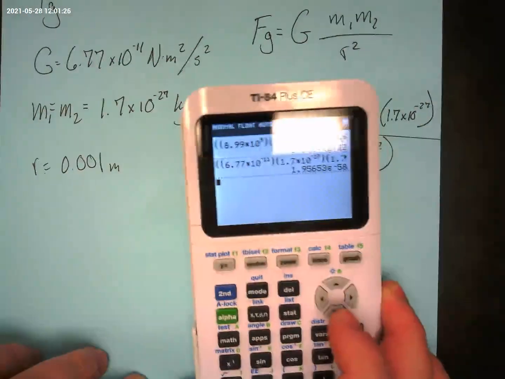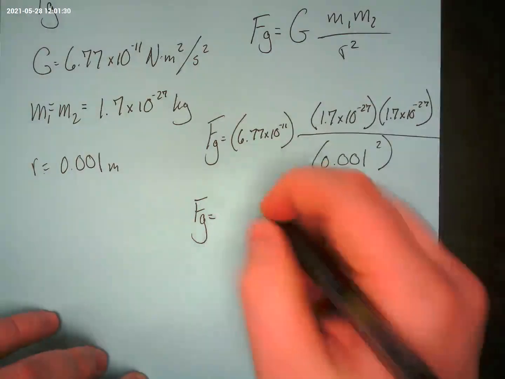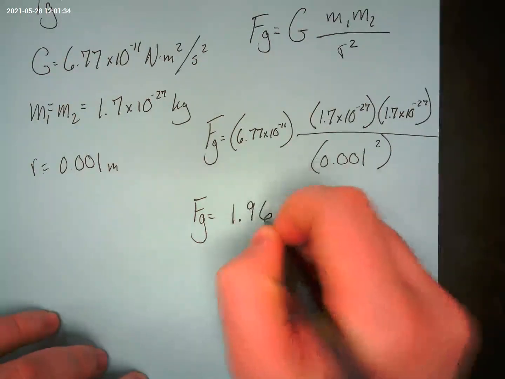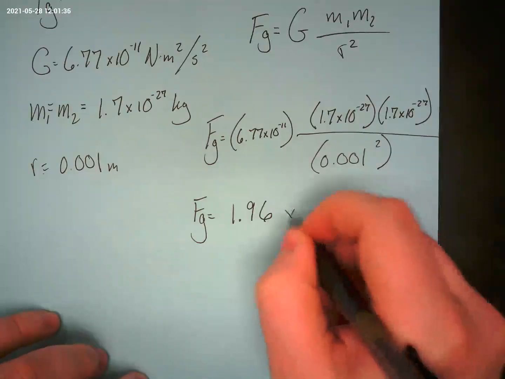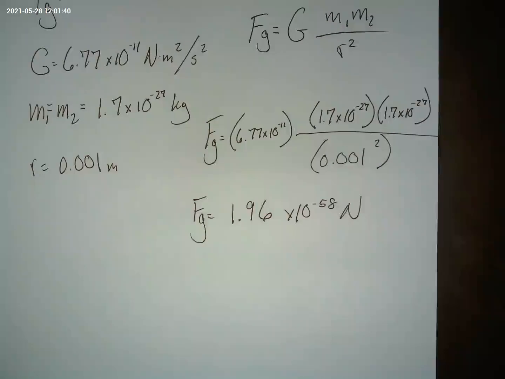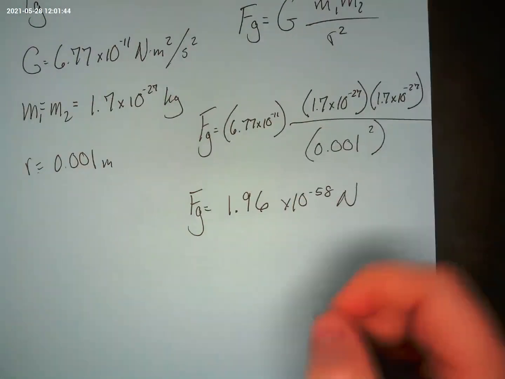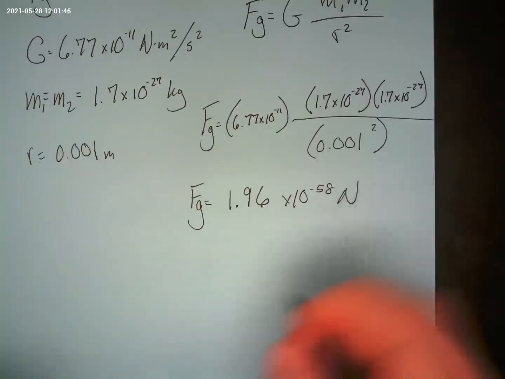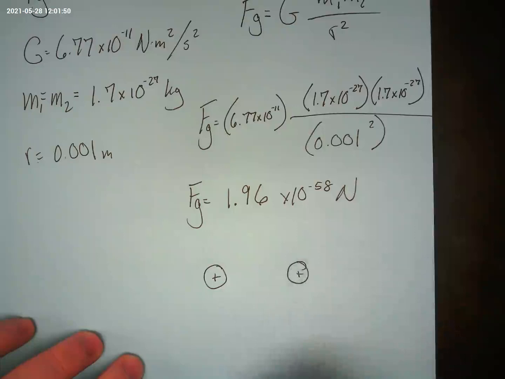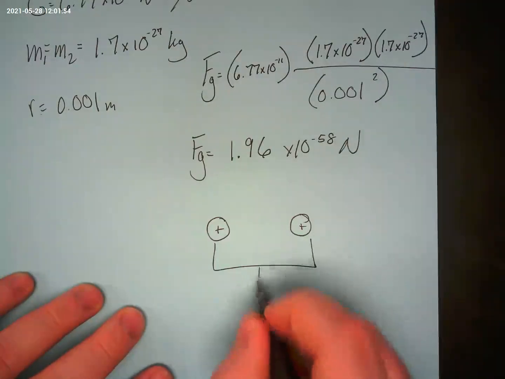Then here is, after popping it all in, this is what we should get. We should get 1.96 times 10 to the negative 58 newtons, going with 3 sig figs. So 1.96 times 10 to the negative 58 newtons worth of force felt between them. So that's to say that we got a proton here, we got a proton here. Here is the distance between them.